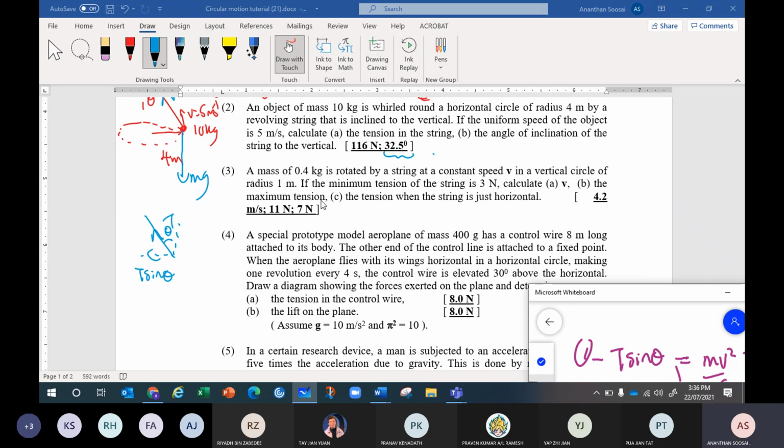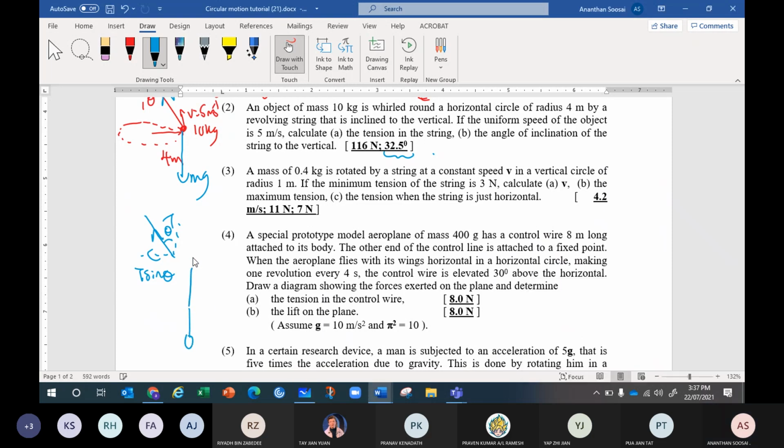Okay, the minimum tension of the string is 3 Newton. They said when you whirl it vertically up and down, the minimum tension it experiences is 3 Newton. You should know where this 3 Newton happens. You need to figure out at which location, at the bottom or top. Of course, it's at the top, right? At the top only, minimum tension will be experienced by the system. Minimum tension is attained when the string is at the top.